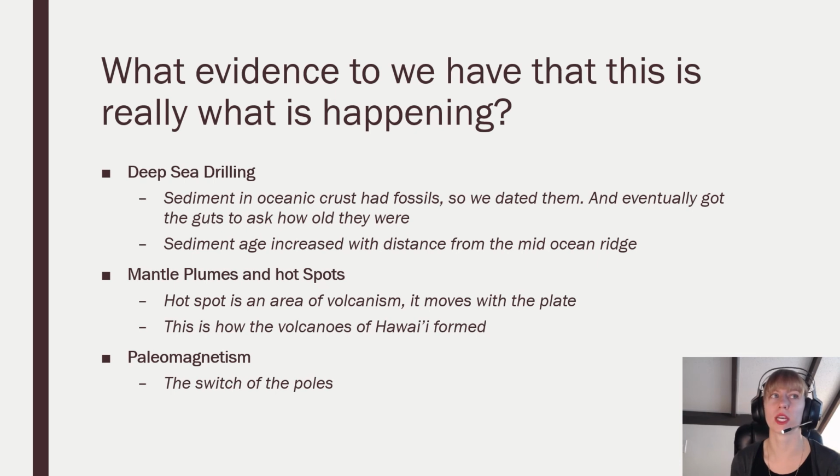Deep sea drilling. Sediment in oceanic crust has fossils, so we dated them and eventually got the guts to ask how old they were. So sediment age increases with distance from the mid-ocean ridge. Mantle plumes and hotspots. Remember, a hotspot is an area of volcanism that occurs within a plate, not on the edge, such as the island of Hawaii. The Hawaiian Islands are all volcanic, meaning hotspots don't move. The only way for there to be multiple volcanoes is if the plate moved.